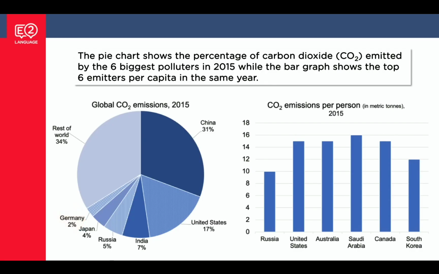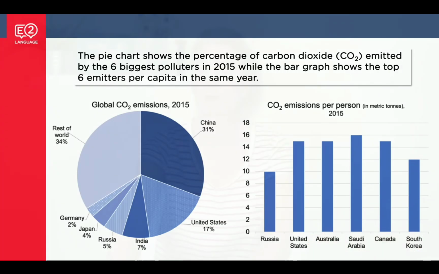In terms of emissions per person, however, Saudi Arabia was number 1. And this is interesting because Saudi Arabia was not among the highest emitters in the pie chart. We've also got Russia and the USA over here, which were in the pie chart. But Australia, Saudi Arabia, Canada, and Korea, South Korea, emitted a lot per person, but maybe not enough to put them in the top 6 of the global emissions.